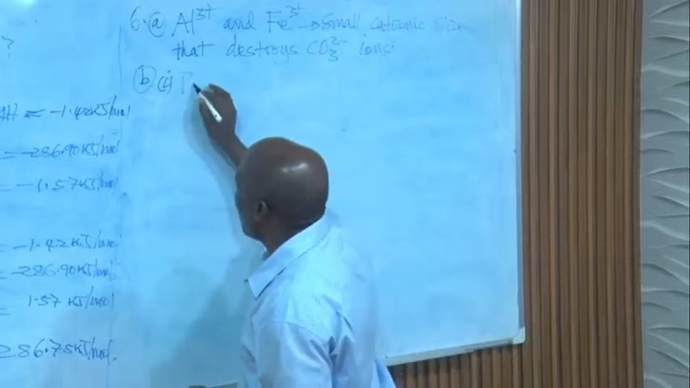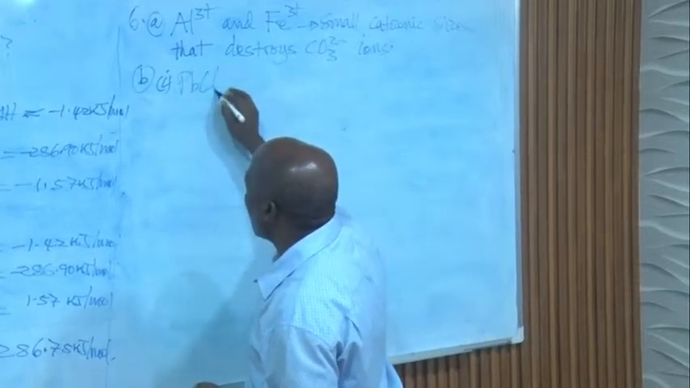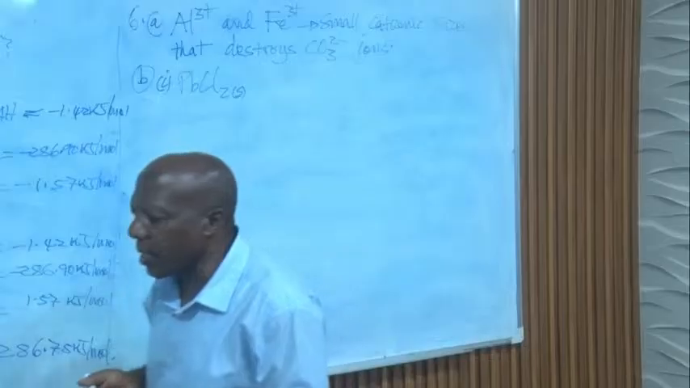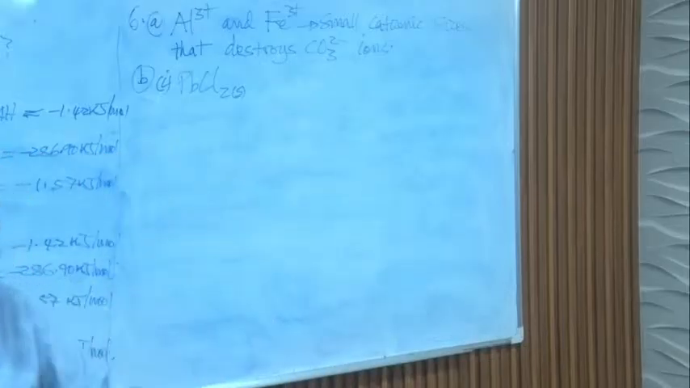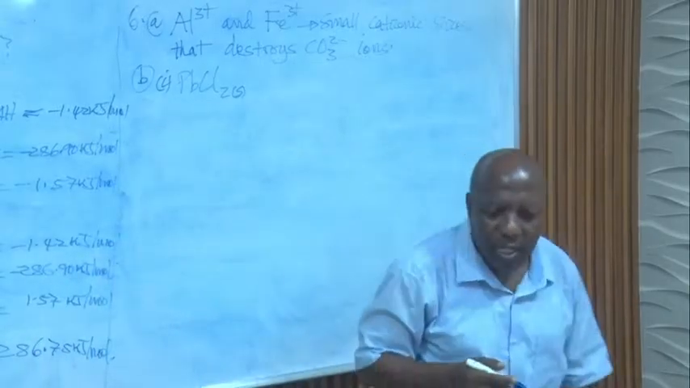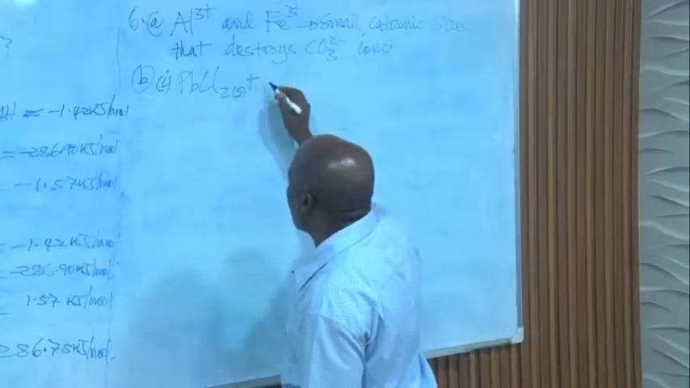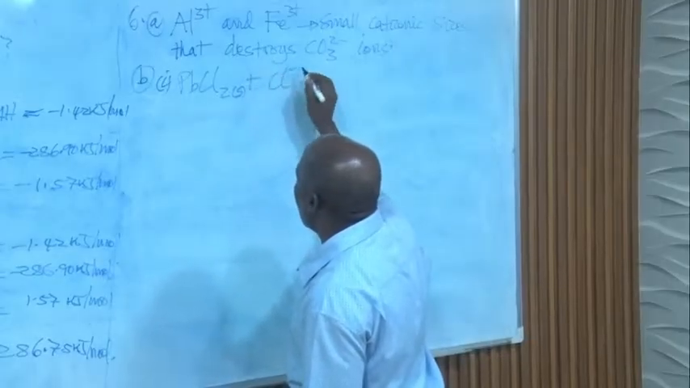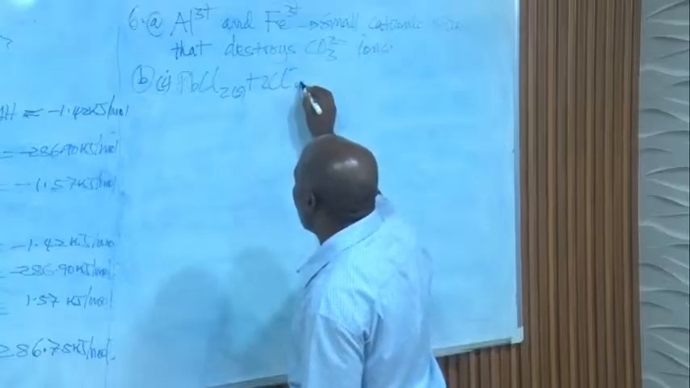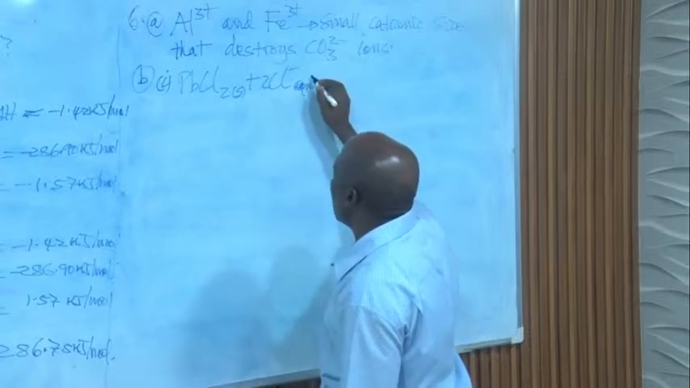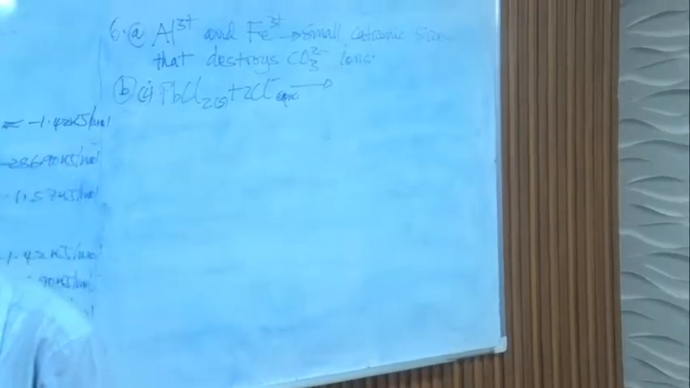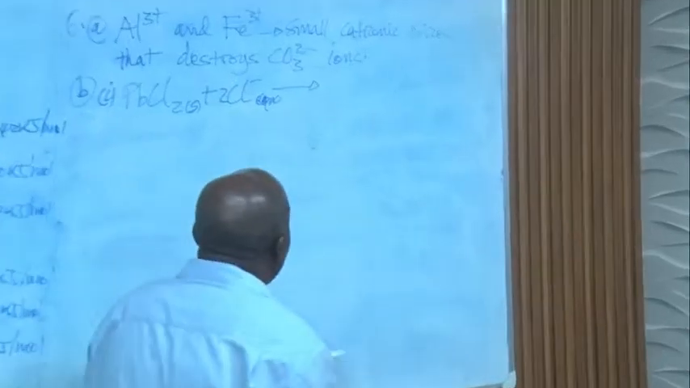which makes this lead 2 chloride slightly soluble in dilute hydrochloric acid. But the question says why this lead 2 chloride is soluble in concentrated hydrochloric acid. So this is a concentrated hydrochloric acid. Then once lead 2 chloride is mixed with the concentrated hydrochloric acid, it forms a complex.